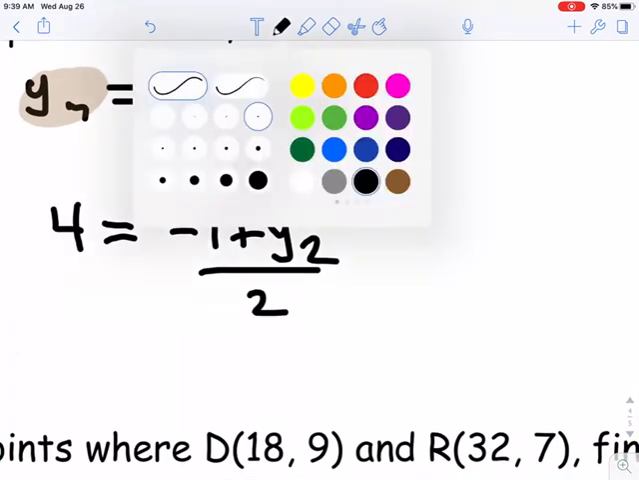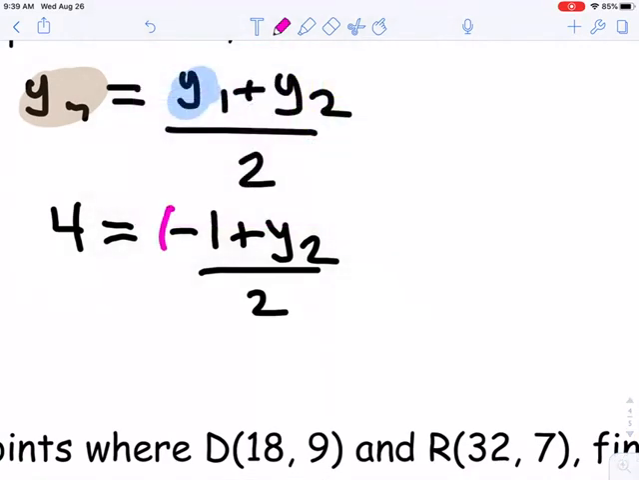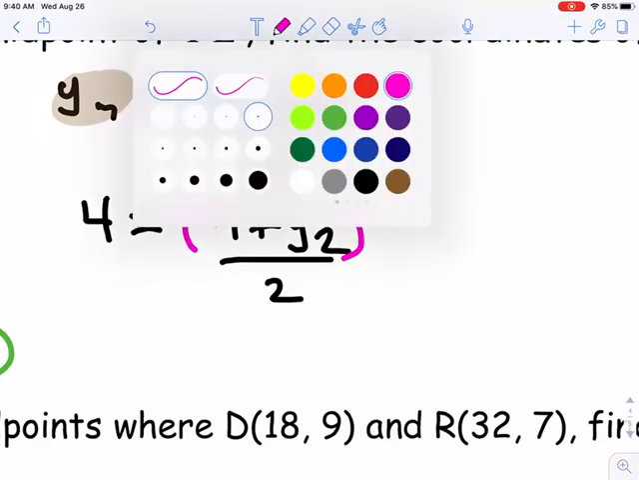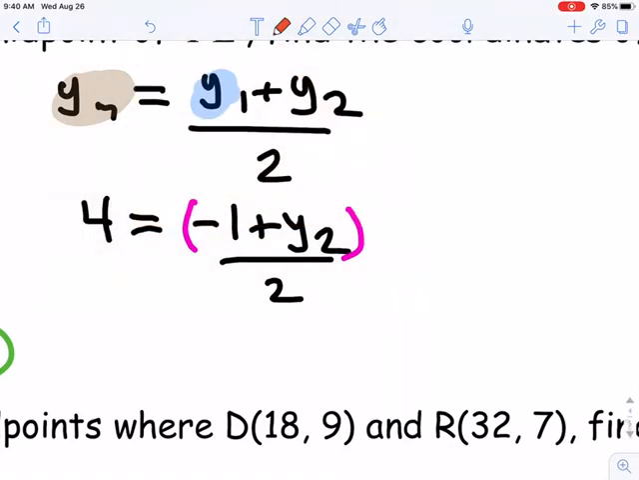You guys might be shaking in your boots a little, scared. I'm going to put parentheses around this numerator. So it's -1 plus y sub 2, all divided by 2. And remember, how do you undo division? We have to follow the reverse order of operations when we're solving, so you just multiply by 2.